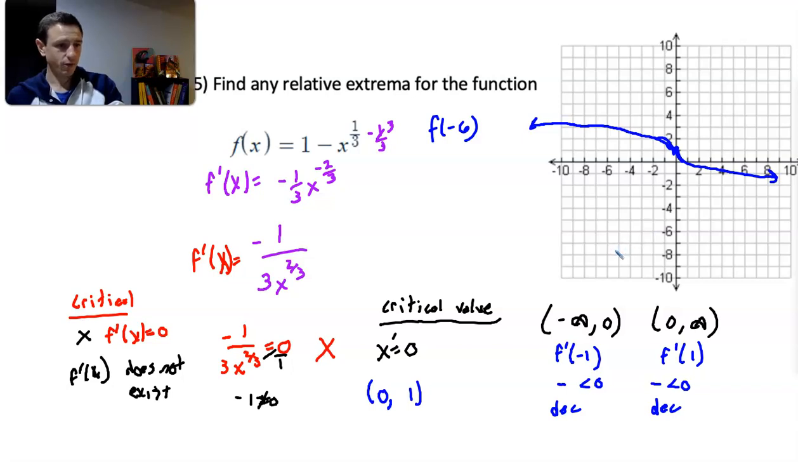So relative extrema. Do we have a relative extrema? The answer is no. No relative extrema. Because it's not bottoming out, it's not maximizing, nothing's happening. It's just decreasing, boom, it's going vertical, and then boom, decreasing more. So we have no relative extrema in this problem.